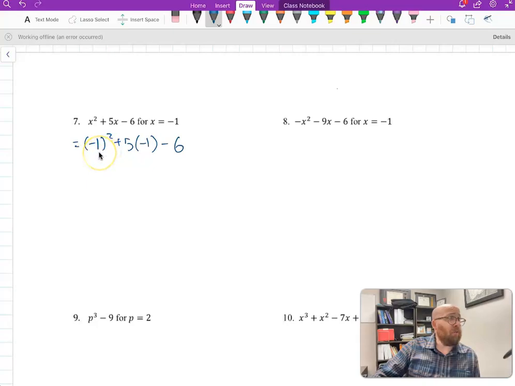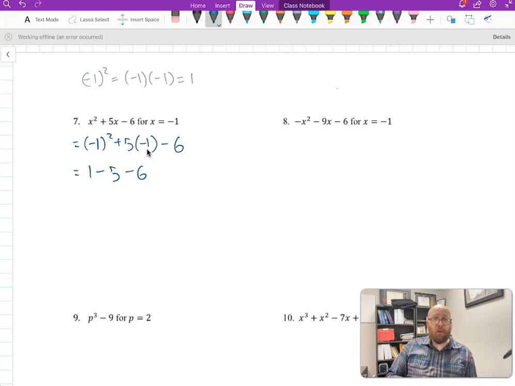All of negative 1 squared, remember, that's the same thing as negative 1 times negative 1. And a negative times a negative is positive. So we have 1. Positive 5 times a negative 1 is a negative 5 minus 6.